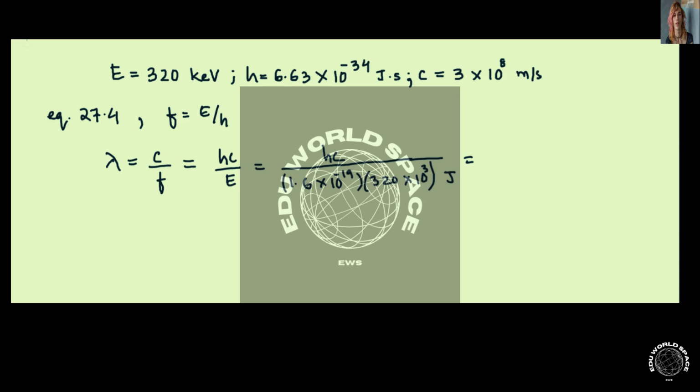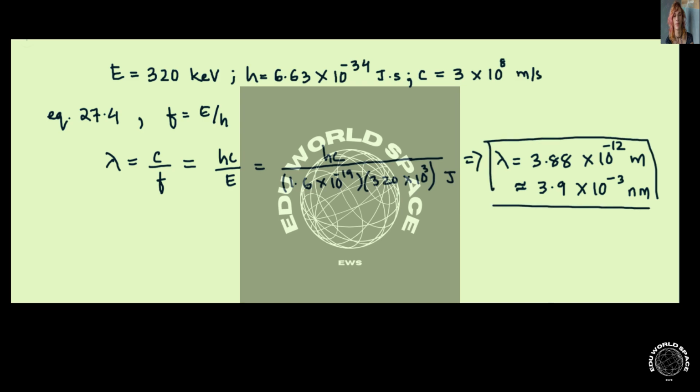So when we do the calculation now, we get our lambda to be 3.88 times 10 to the power minus 12 meter, or we can say this is nearly equal to 3.9 times 10 to the power minus 3 nanometer. So this is the wavelength of the gamma ray, which has an energy of 320 kilo electron volt.